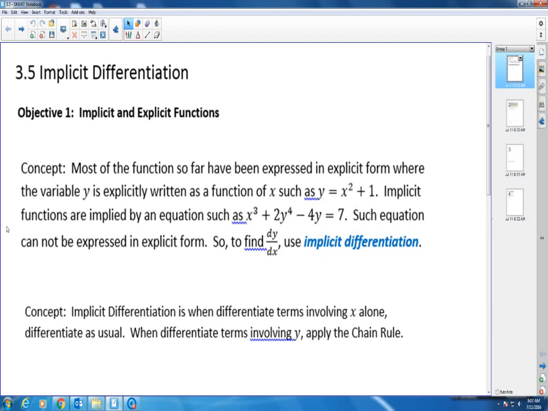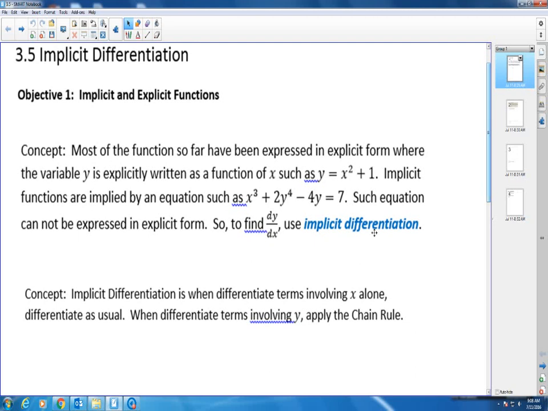Now, implicit functions are implied by an equation, such as x to the third plus 2y to the fourth minus 4y equals 7. An equation like this cannot be written as y equals; it cannot be expressed in explicit form. So if we want to take a derivative of y with respect to x, we have to use what we call implicit differentiation.